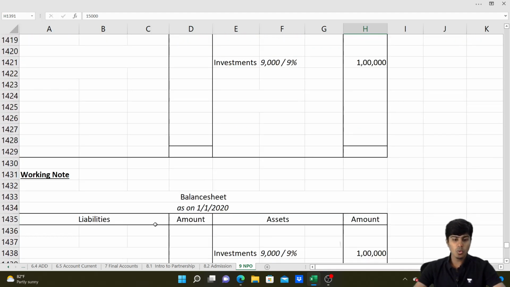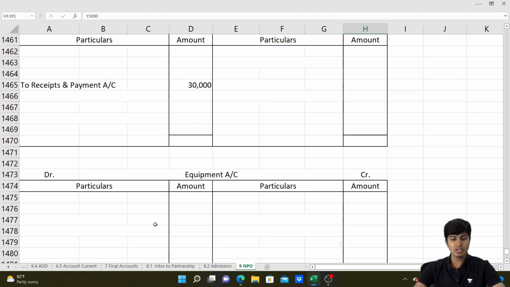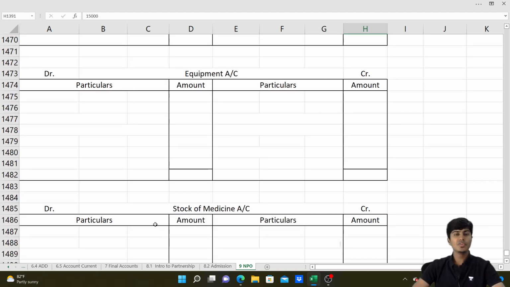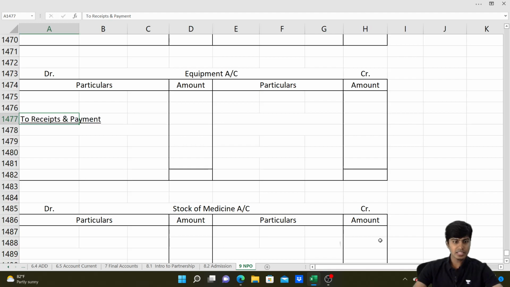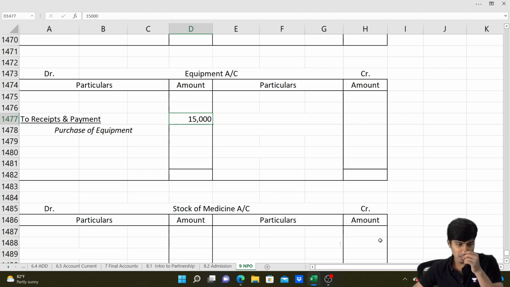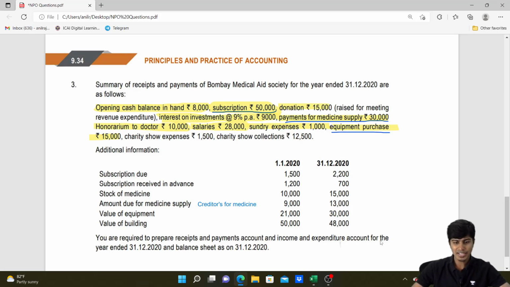Instead, I will open a separate ledger called equipment account. We would have to write opening and closing balance here, which I don't know right now, so I will wait. And now I will write here as to receipts and payment. This is purchase of equipment 15,000 rupees. To receipts and payment, purchase of equipment 15,000 rupees. You guys get it? Great.